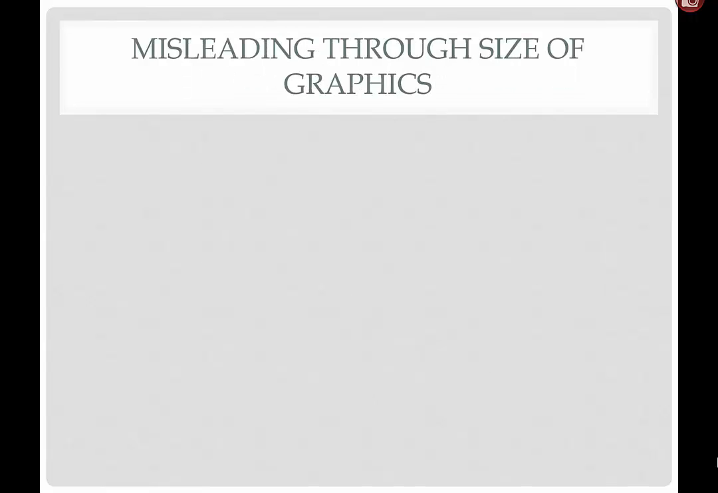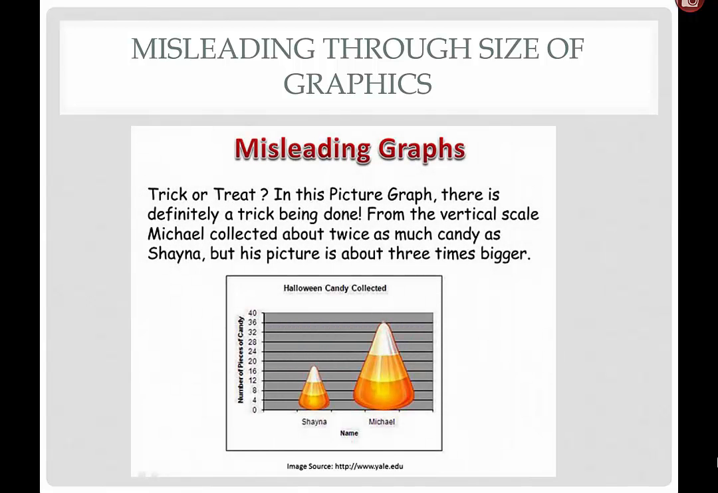All right, we can also mislead through the size of the graphics. Let's take a look at this picture. We have candy corn, and they're trying to use the candy corn to show how much candy was collected between these two people, Shayna and Michael. If you just look at the height, you can see Shayna collected about 18 pieces of candy, and Michael collected about 36. So Michael collected twice as much candy, but if you look at the pictures, it looks like 3 times as much candy for Michael than for Shayna, because they are growing not only the height but the width as well. And so it makes it look like Michael collected a lot more candy than just twice as much as Shayna.